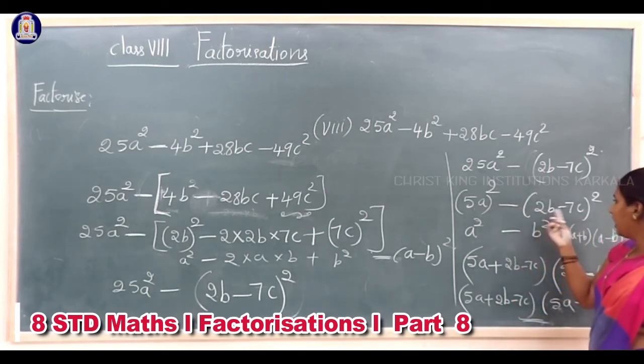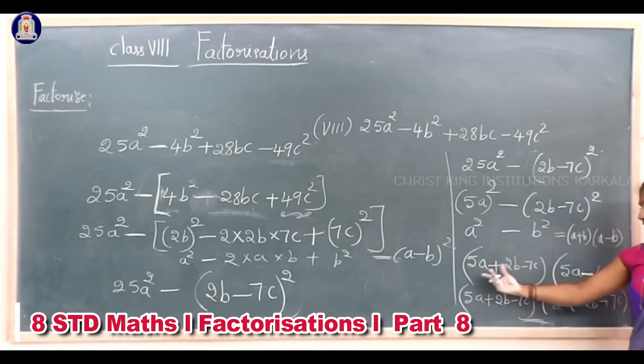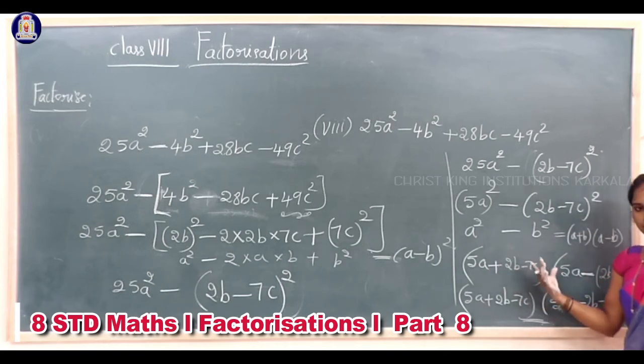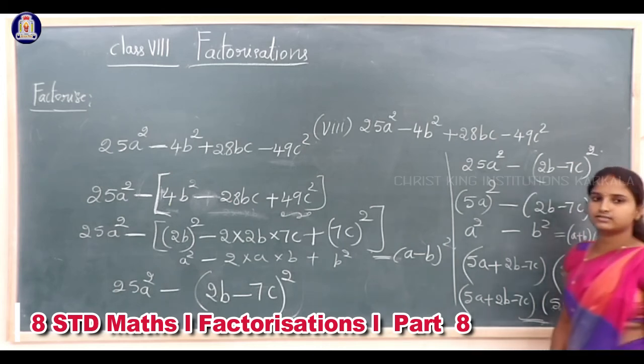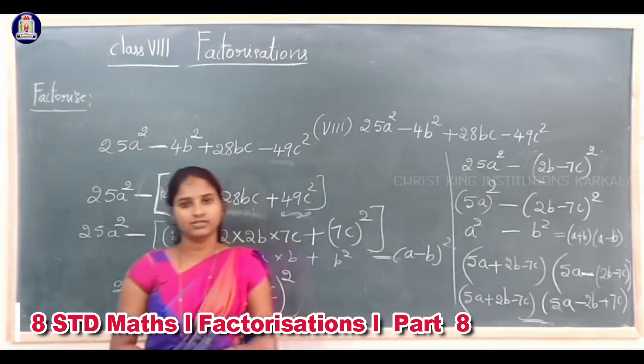So a is 5a and b is 2b minus 7c. a plus b, b is 2b minus 7c. Again a minus b, a is 5a and minus. So here the sign is minus, so write the remaining terms inside the bracket. So now if you write inside the bracket, we get 2b minus 7c. In the next step, you have to multiply by the sign. The sign is here minus, so multiply into each term. So that means minus into plus, we will get minus. Again minus into minus, that is a plus. So plus 7c. Clear? So this is a method of factorizing.